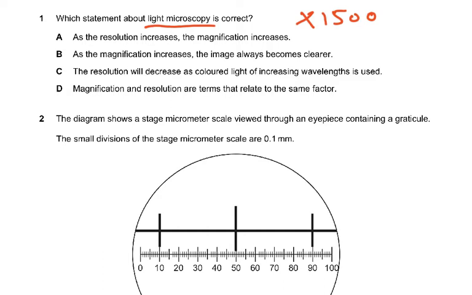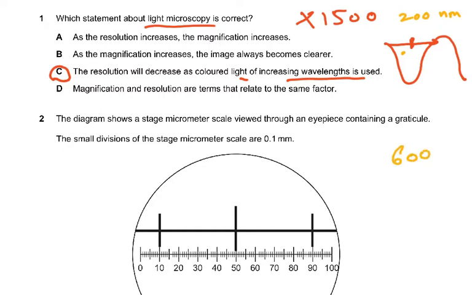Don't say clear. Yes, C is correct: the resolution will decrease as colored light of increasing wavelength is used. You see, if anything is smaller than half the wavelength, then you cannot see it. It has to be more than half the wavelength. So say half the wavelength is 200 nanometers, so you can see objects bigger than 200 nanometers. Now, if the wavelength increases to say 600, then half the wavelength will be 300, so you'll have to see objects bigger than 300.